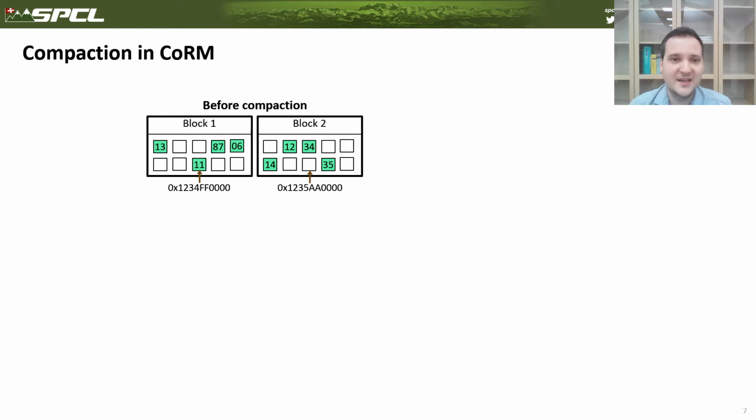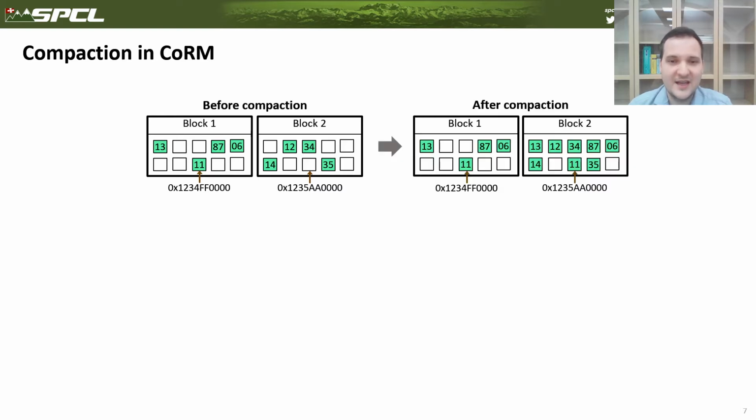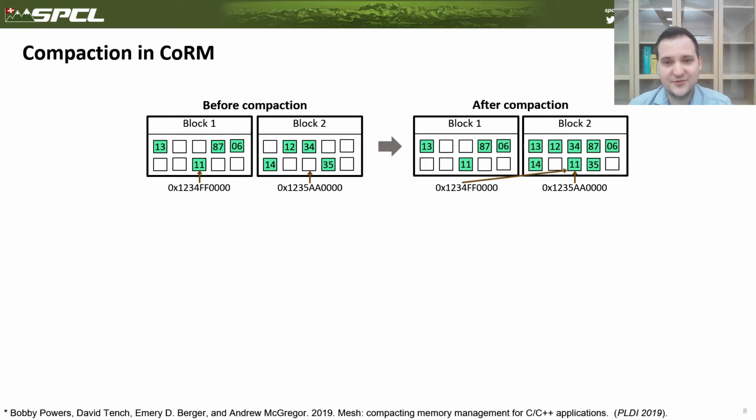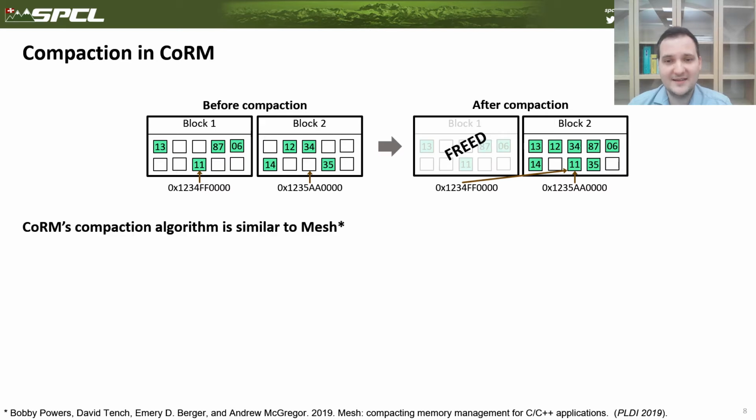So it finds two candidate blocks for compaction, and then it copies objects from one block to the corresponding slots in the second block. Then it remaps the virtual address of the first block to the second block and deallocates the first block. As you can see, we reduce the usage of our physical memory, but we still have the same usage of our virtual memory, which means that both pointers are valid. So if a client holds the previous pointer, it could still access its objects as they are stored at the same offset in the new block.